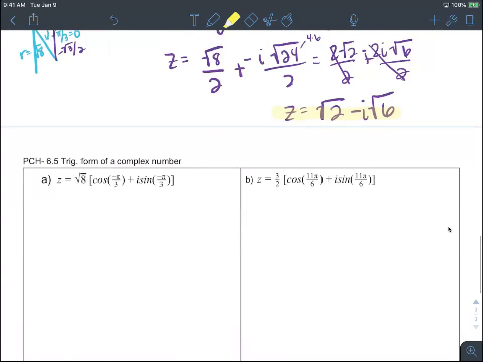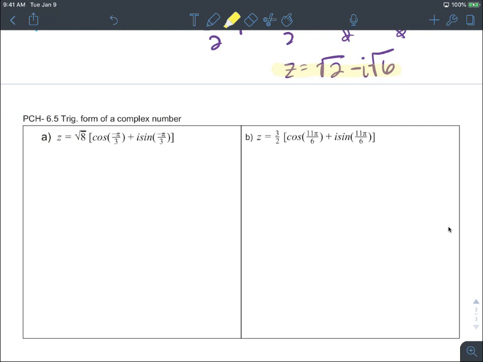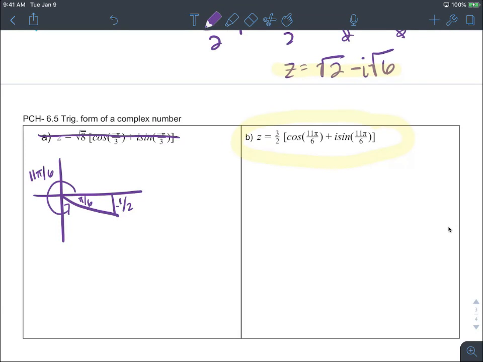Last one. So we already did A. We're going to go ahead and look at B here. Okay. So 3 over 2 cosine 11 pi over 6 plus i sine 11 pi over 6. So I'm going to go ahead and just draw out a triangle at 11 pi over 6, which is 330. So this is 11 pi over 6, which means that my reference angle is pi over 6. So across from pi over 6 would be negative 1/2, root 3 over 2, and 1.